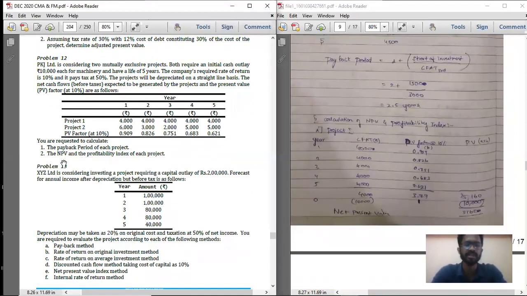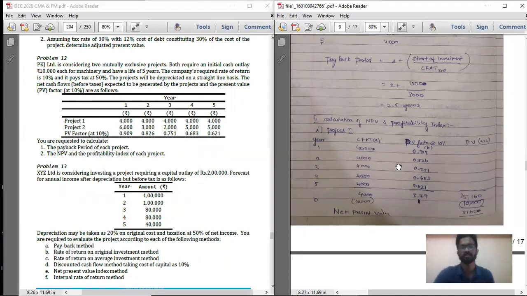So next, what they are asking: calculate the NPV and the profitability index of the project. Here they have given cost of capital, that is return on investment is 10%, that is to be considered as cost of capital. And also we don't need to see the table. Here they have directly given the present value factors at 10% for every year, so we don't have to check them. We can just copy them from here itself.